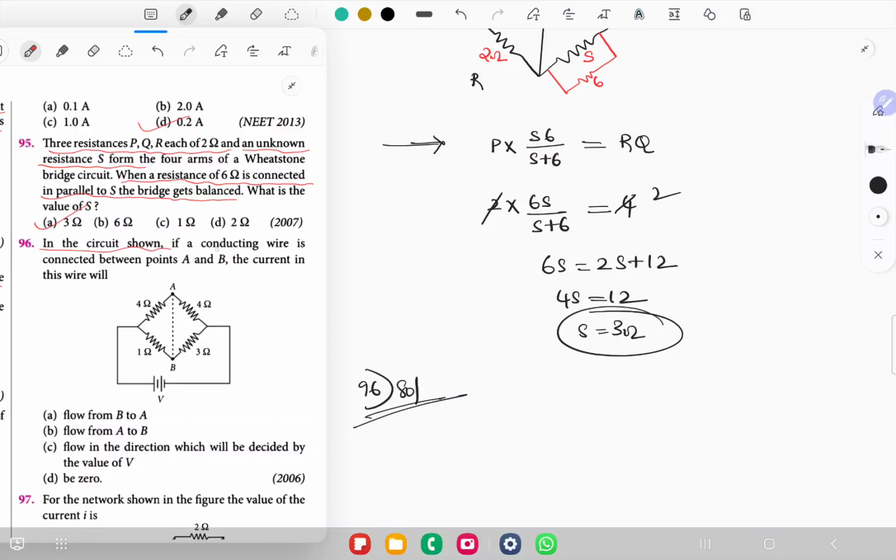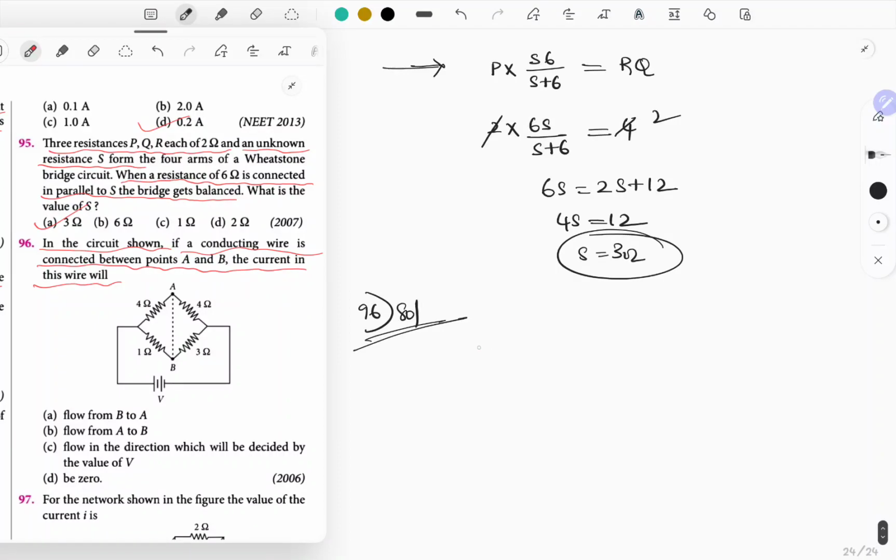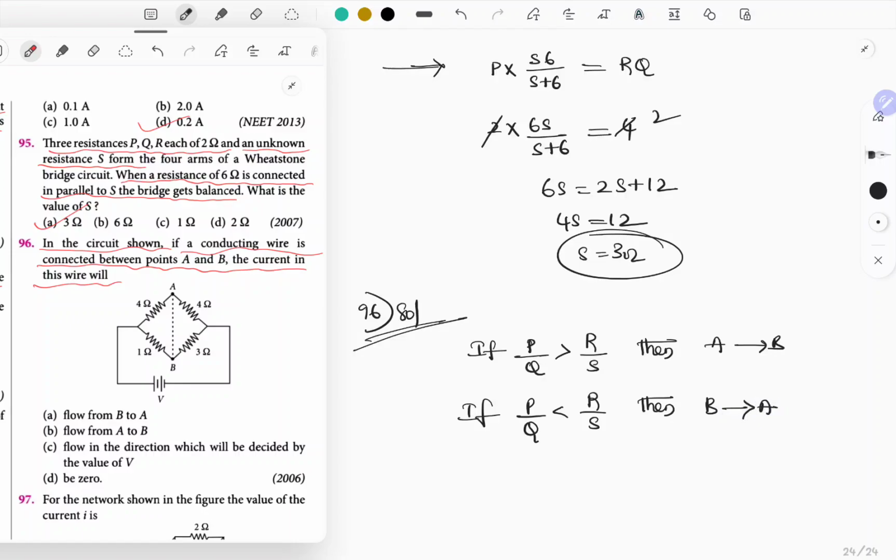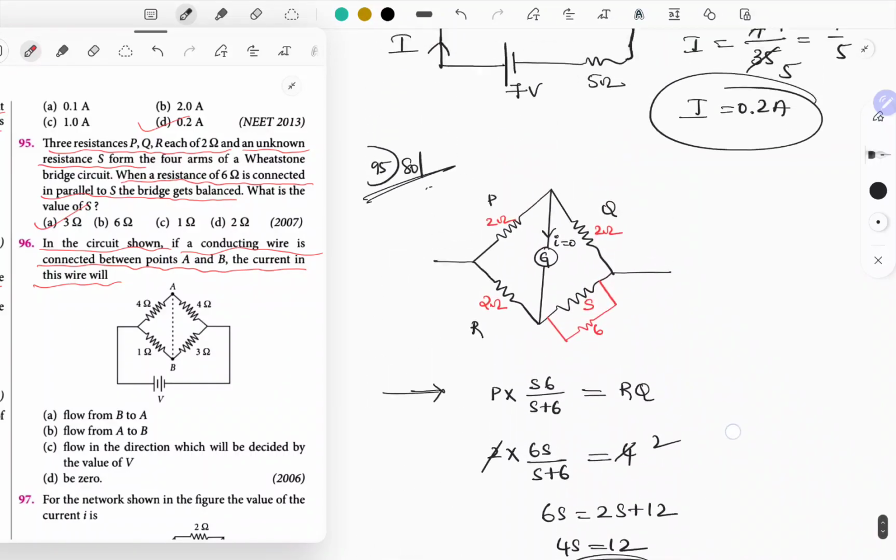In the circuit shown, if the conducting wire is connected between points A and B, the current in this wire will be... there is a condition. If the P by Q ratio is greater than R by S, then current flows from A to B. If the P by Q ratio is less than R by S, then current flows from B to A. This is the basic condition for a Wheatstone bridge.